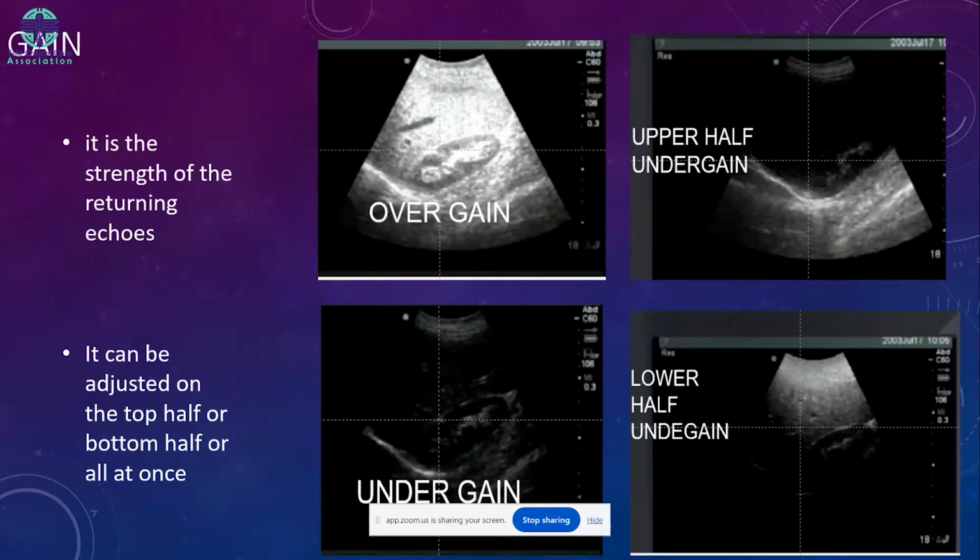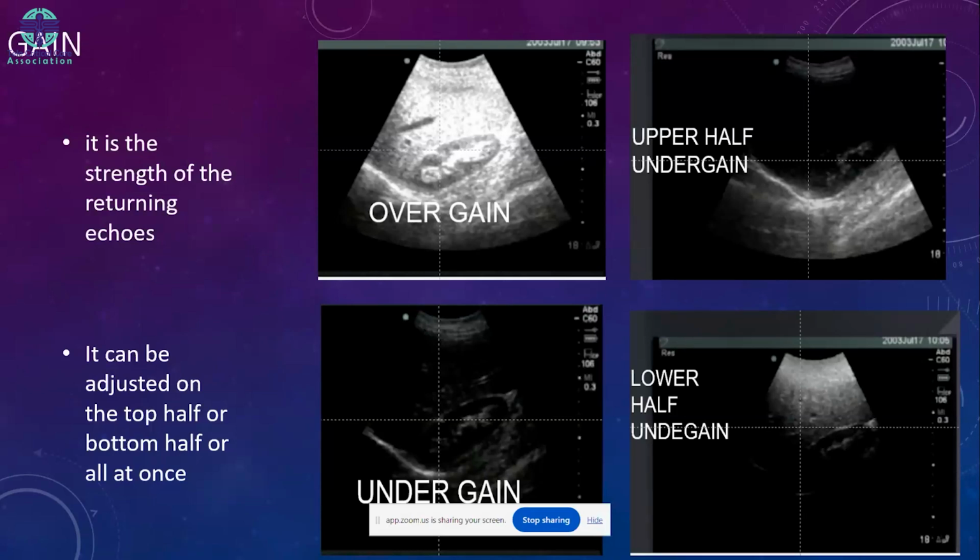Now, gain is basically the strength of the returning echoes, which over the screen will give you the image of your tissue. Now, there can be an overall gain in which all the structures will be brightened, or you can have a top or a bottom half gain adjustment, so that in a particular screen you can focus on the upper half of the field, or you can focus on the lower half of the field.